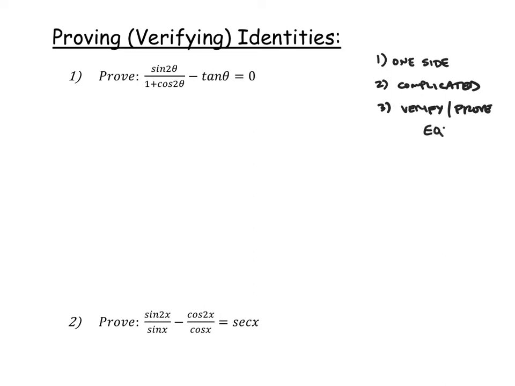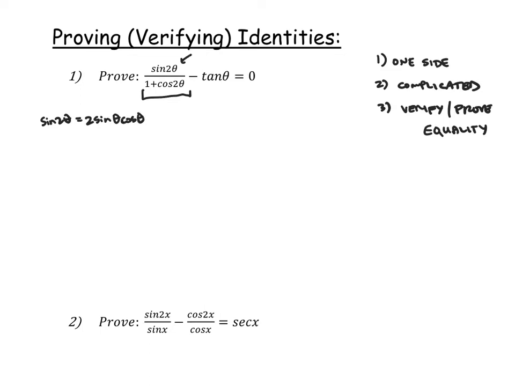Verify or prove equality. Okay, so I'm going to prove that sine 2 theta over 1 plus cosine 2 theta minus tangent equals 0. So basically what I want to do is show that this expression equals tangent. Therefore, we could subtract tangent and get 0. So on the side, I'm going to note that sine 2 theta is equal to 2 sine theta cosine theta.